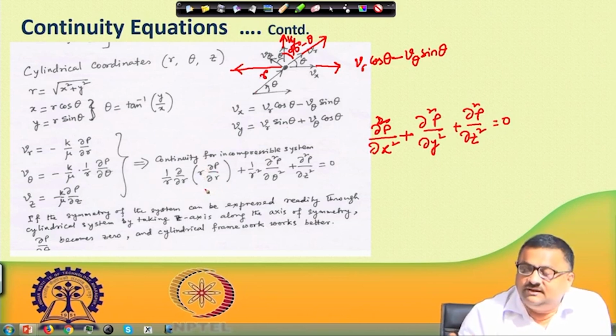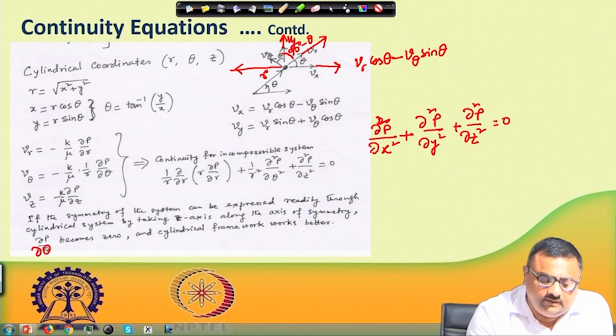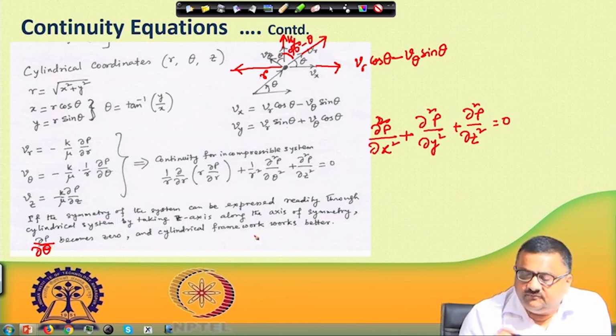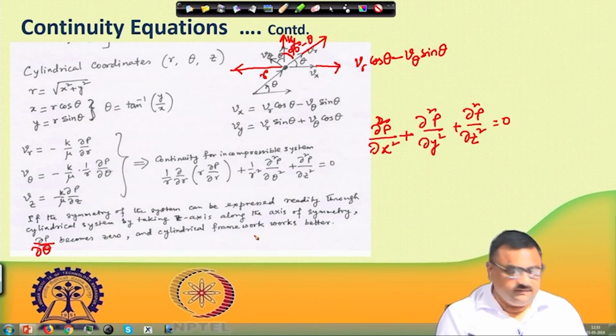Instead of working with a partial differential equation, we can make this an ODE in that case. With the z axis along the symmetry axis, del p del theta becomes 0. That means you do not have the v theta component at all, and the cylindrical framework works better. So, when these are the conditions, we would like to use this cylindrical system.